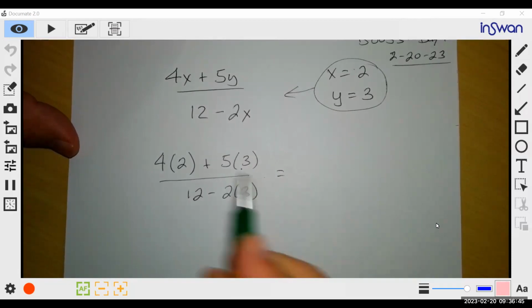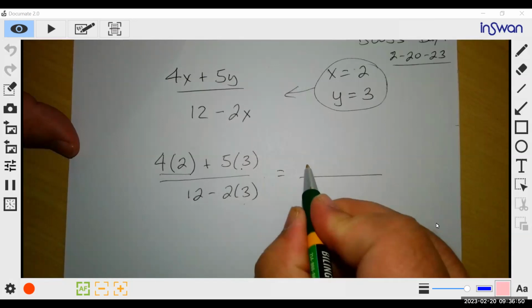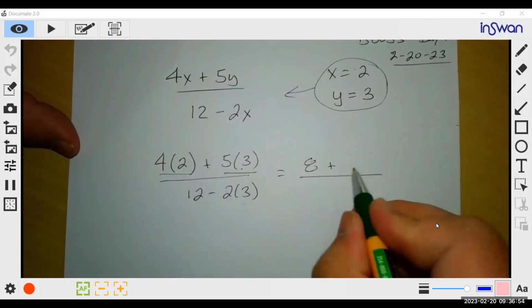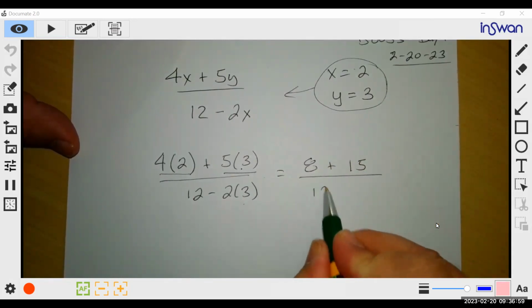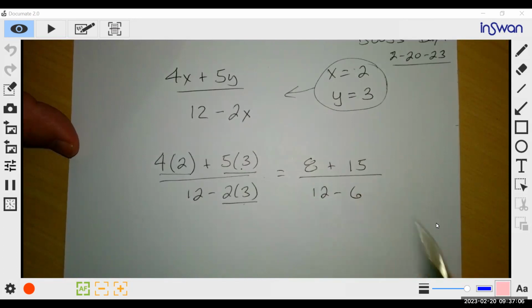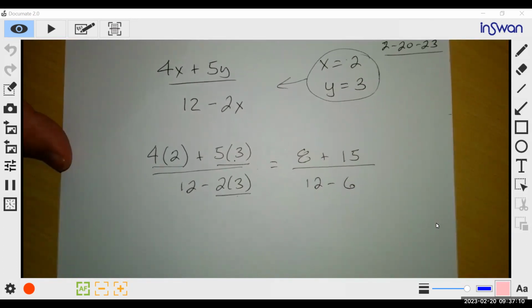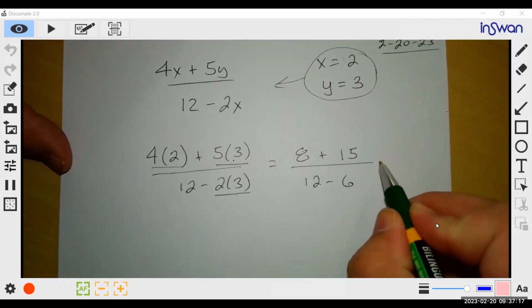Yes, so multiply. 4 times 2 is 8. Very good. 5 times 3 is 15. And 2 times 3 is 6. Very good. Now what? Add the top. Add the numbers. What do you get?